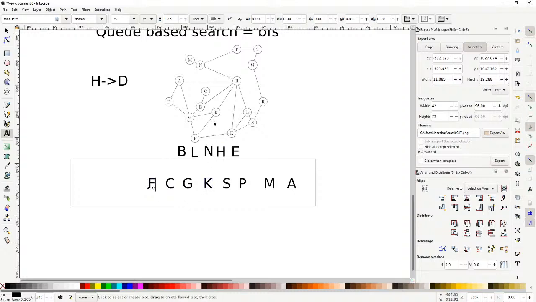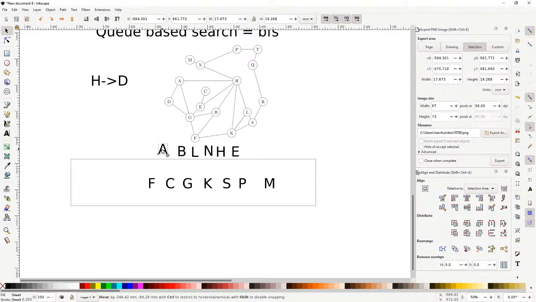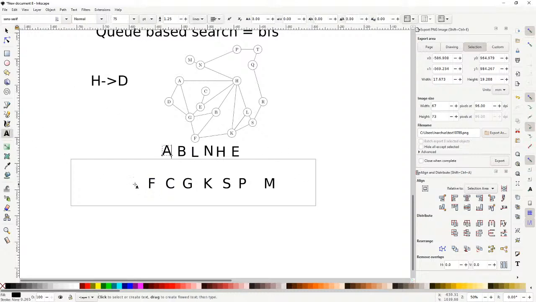And then, let's see, F and G. Oh, right, but G's already been added to the queue, so we're okay. Okay, so then we pull off A, and then A goes to D and G, which has already been added, so there we go.